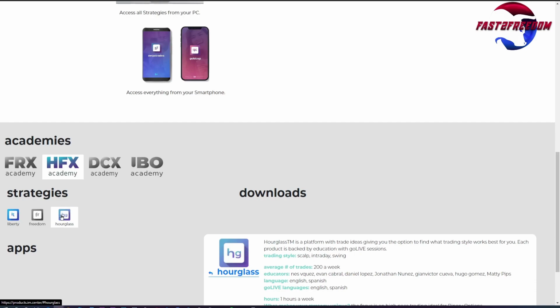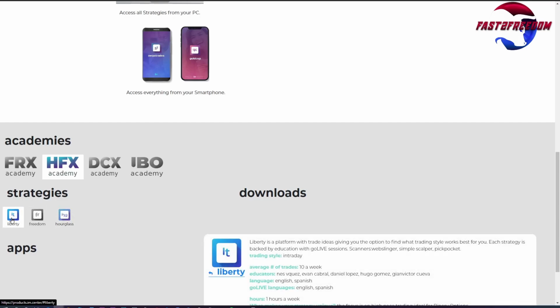This Hourglass is an add-on. It's only $20 to add it on currently. Liberty actually comes with HFX Academy, and Liberty includes 3 strategies, while Hourglass includes 2 strategies. So we're going to be opening up 2 of these icons, the Liberty and Hourglass.